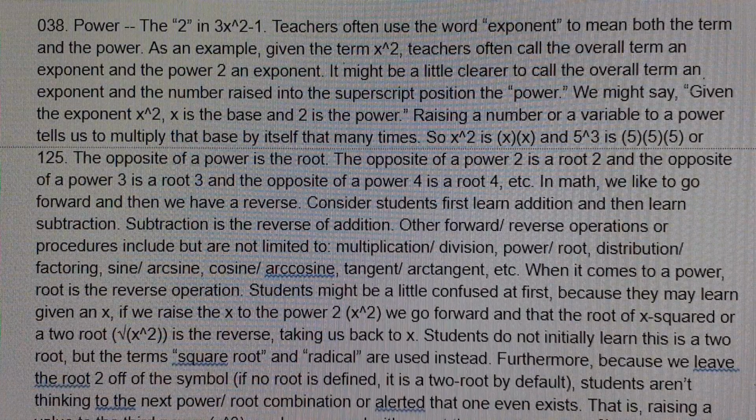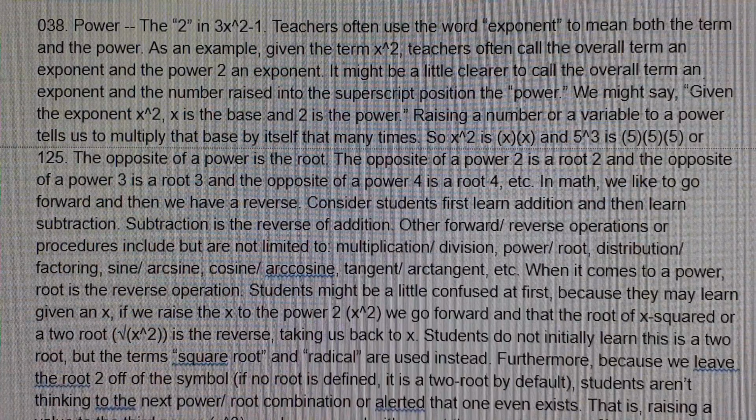Raising a number or a variable to a power tells us to multiply that base by itself that many times. So x to the power 2 is x times x, and 5 to the power 3 is 5 times 5 times 5, or 125.